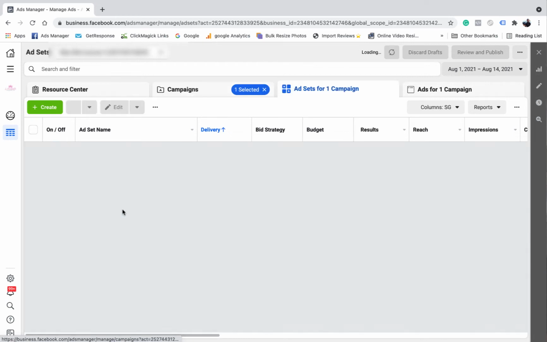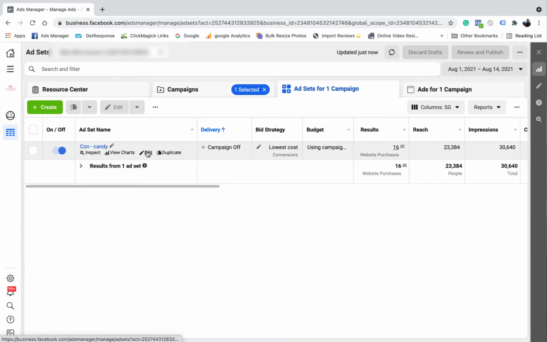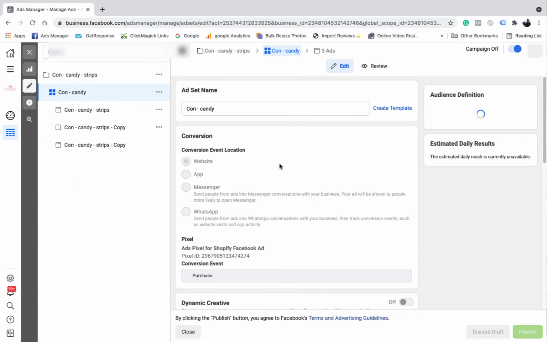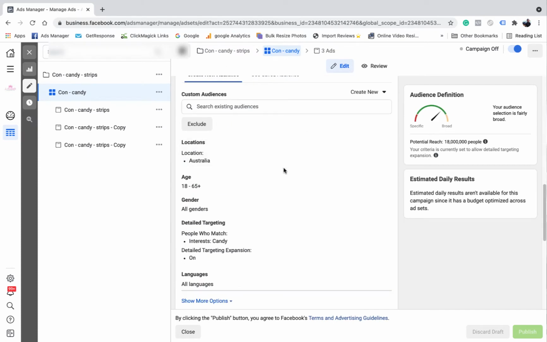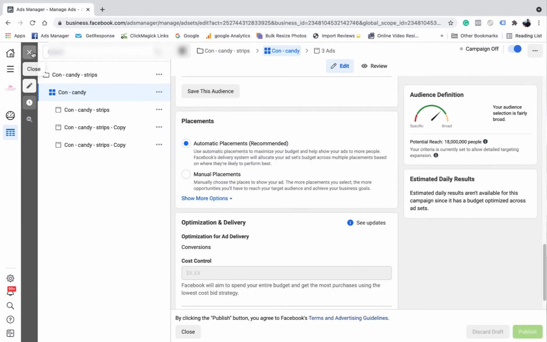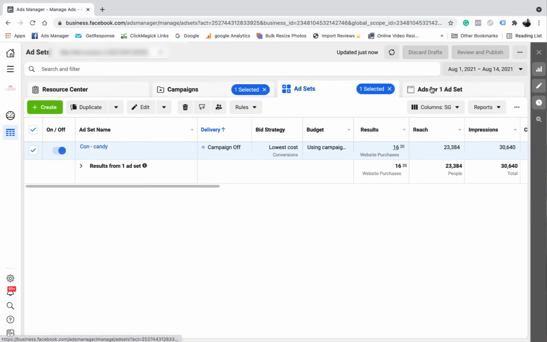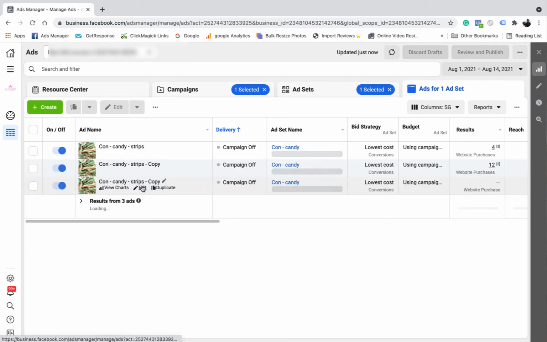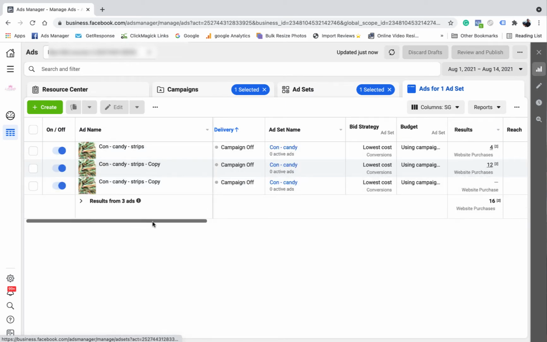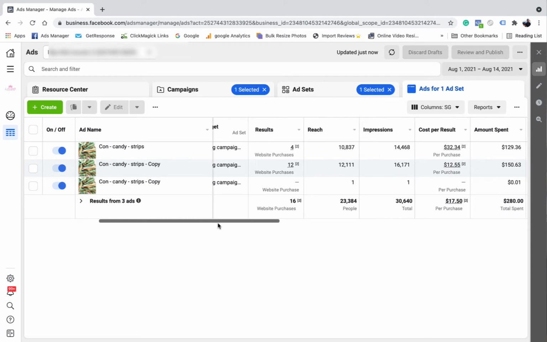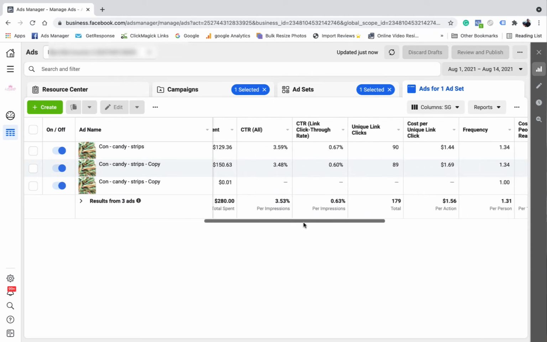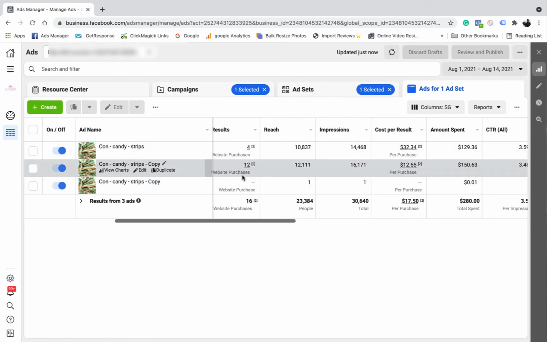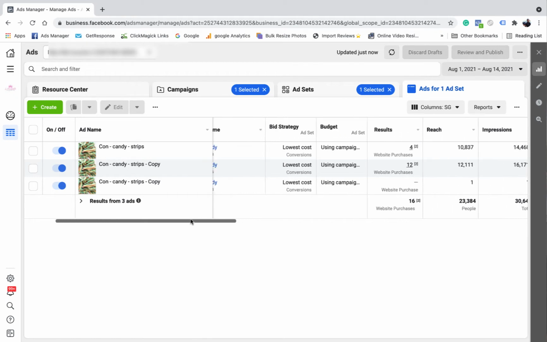We open that up, come to the ad set level. It's still targeting candy. Same, everything the same. I should have left everything broad. So I literally just duplicated it, but then on the ads level, I changed all of the products to the stripes, or the candy sugar strips, or whatever they are. So as you can tell, these have gone a lot better. We've got 12 sales at $12 each, and then 4 sales at $32 each.